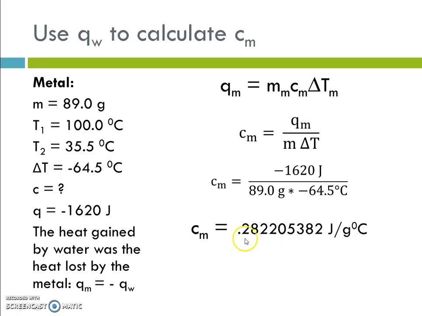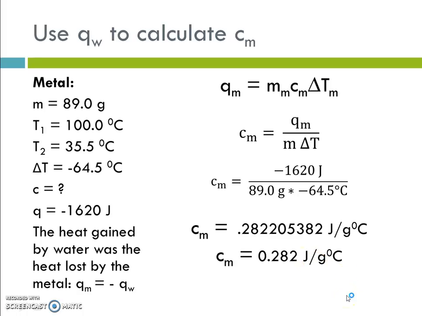Plugging it into the calculator, we get a lot of numbers, but recalling that we need to round to 3 significant digits, our third significant digit is going to be the 2. So our C for the metal is going to be 0.282, and our unit, you'll notice, is joules per gram degree C.